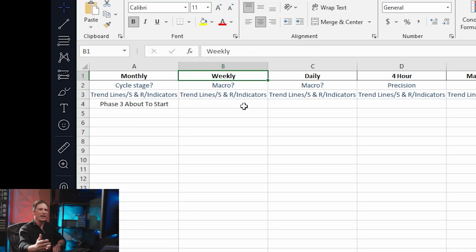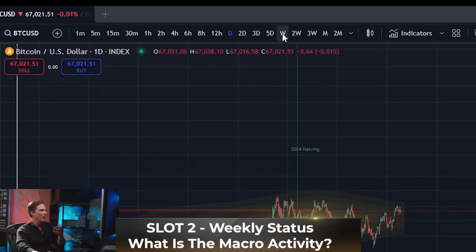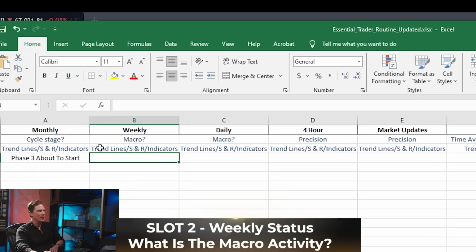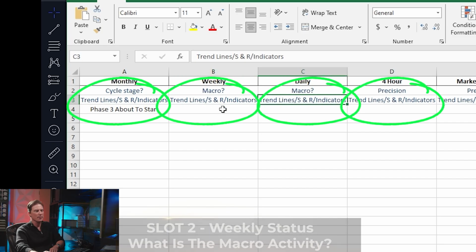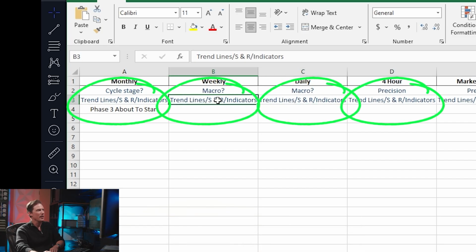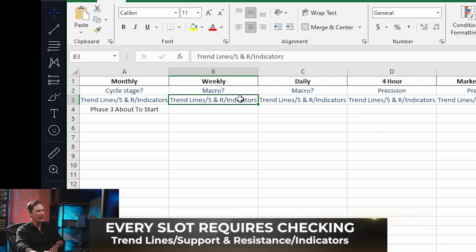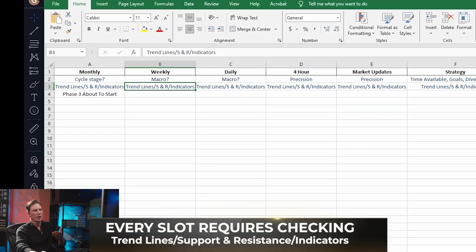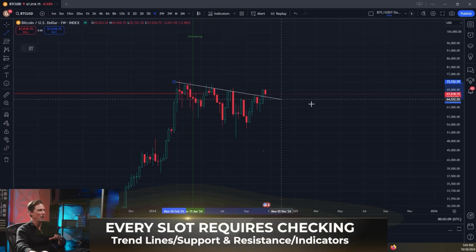All right, so now let's look at the next slot, and this will cover what's the overall weekly activity. What is the weekly macro? I'm gonna go ahead and switch this to the weekly. So what you guys are gonna see is underneath every single one of these columns, it says trend lines, support and resistance, and indicators. So to get an answer, let's just go ahead and get comfortable with drawing, right?